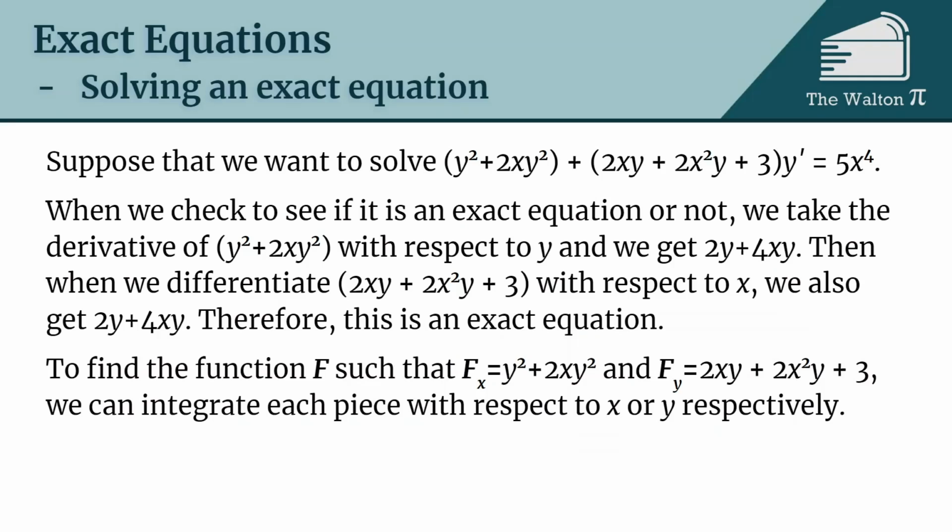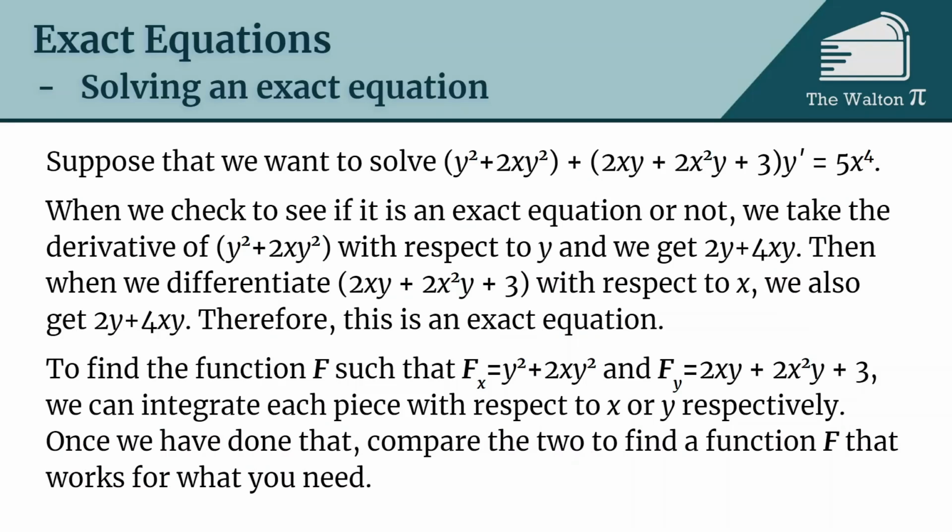So then to find the function f such that f sub x is that y squared plus 2xy squared, and f sub y is the 2xy plus 2x squared y plus 3, we can integrate both pieces with respect to x or y respectively. Once we've done that, we just need to compare the two to find a function f that's going to work for what we need it to. So let's go through this example.